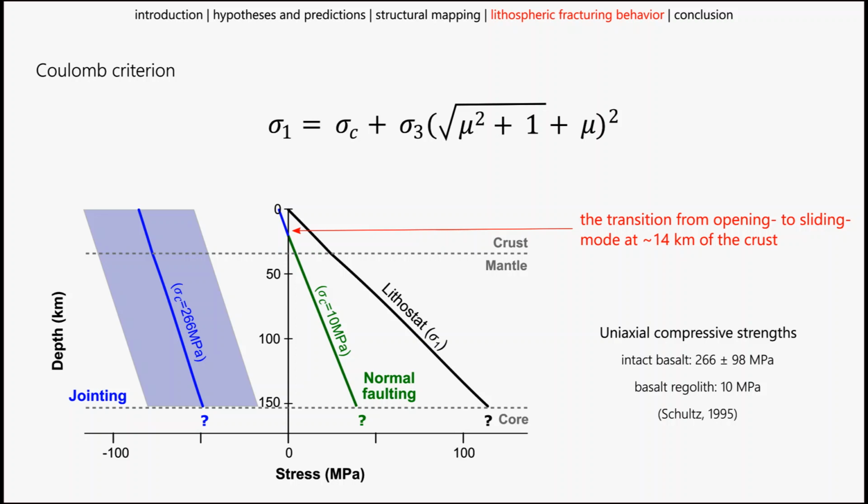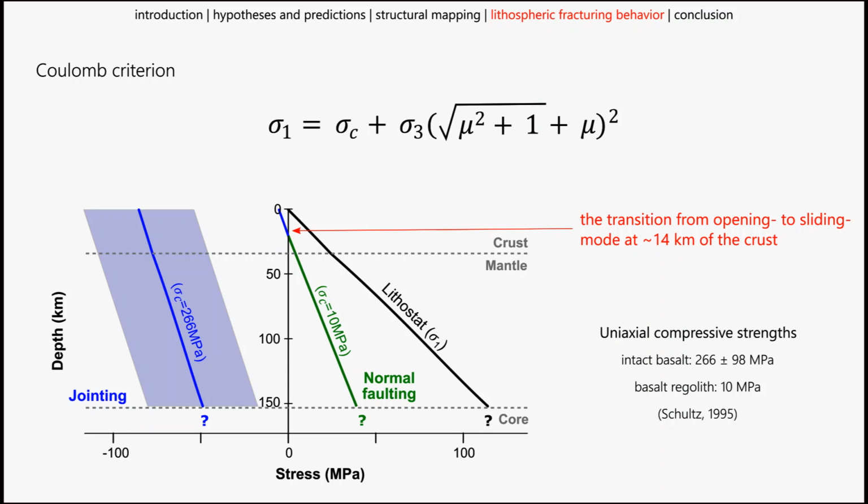The equation is presented at the top, in which sigma 1 represents the overburden pressure, sigma c represents the uniaxial compressive strength of the rock, sigma 3 is the calculated stress needed for jointing or faulting, and mu is the frictional coefficient, which we consider a value of 0.6 for both crust and mantle, regardless of the rock type.